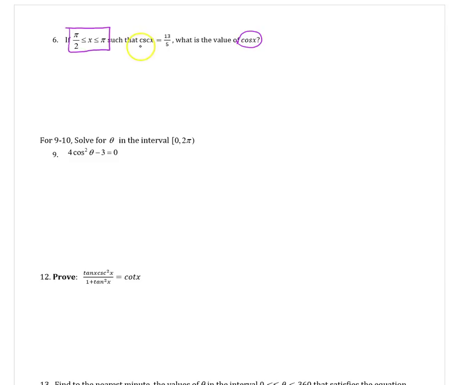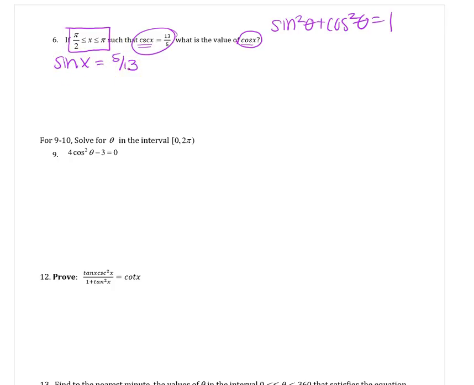If I have cosecant and I'm looking for cosine, I can use the identity sine squared of theta plus cosine squared of theta equals 1. Now you're probably thinking, all right, but I don't have sine. You're right, they don't come out and tell me I have sine, but they do give me the reciprocal of sine. So therefore, sine of x is equal to 5 over 13.